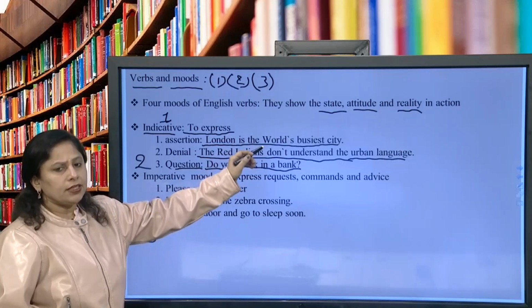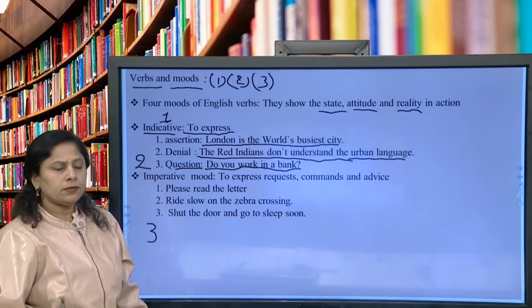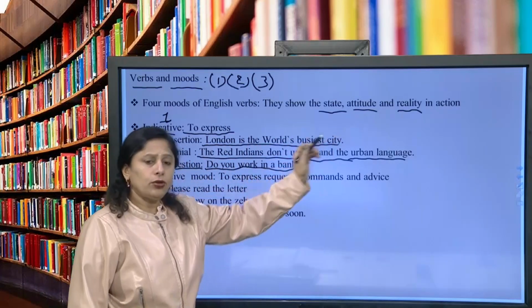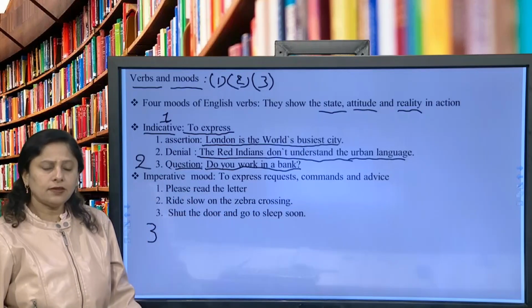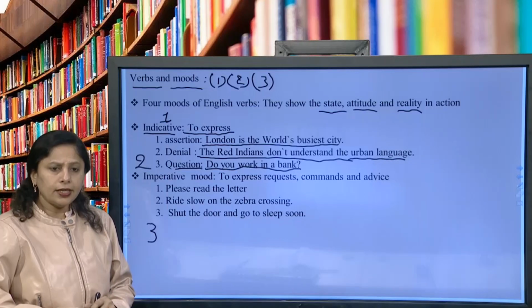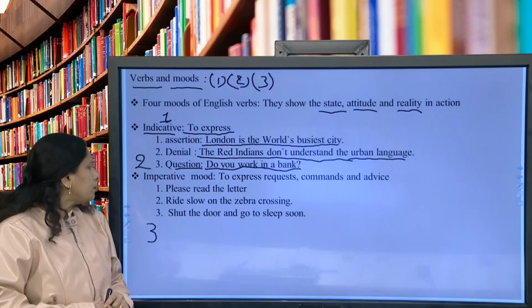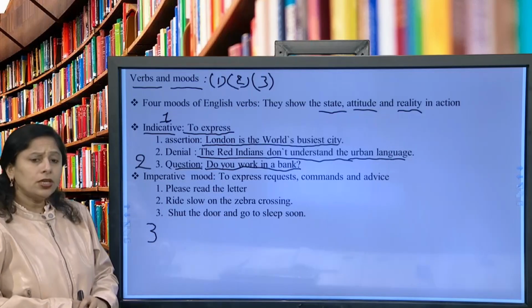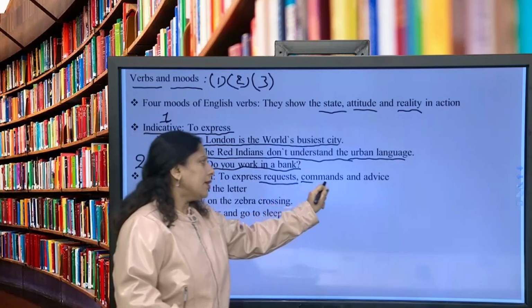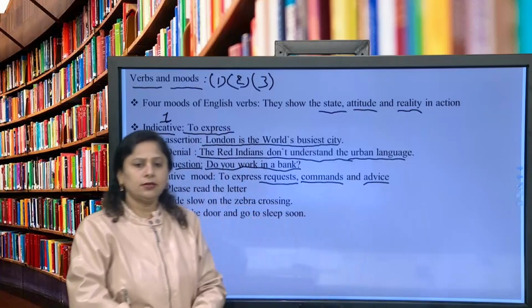They are very sincere students. The learners listen to the videos regularly. These are the sentences of assertion, and they show the indication of the indicative mood. Imperative mood, to express requests, commands and advice.